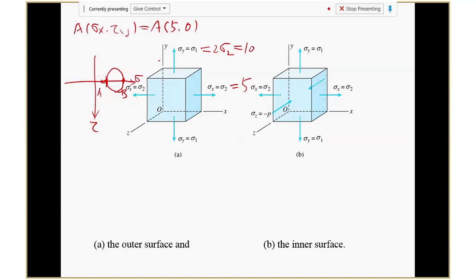Now, with this circle, what's sigma 1? What's sigma 2? I mean the first principal stress, second principal stress. 10 to 5. So the sigma 1 here is actually the first principal stress. And the sigma 2 here is the second principal stress.